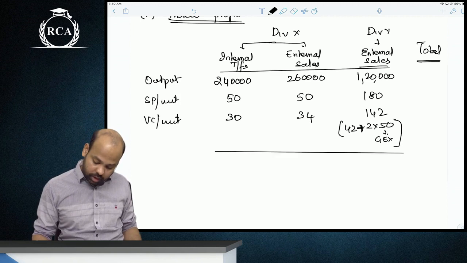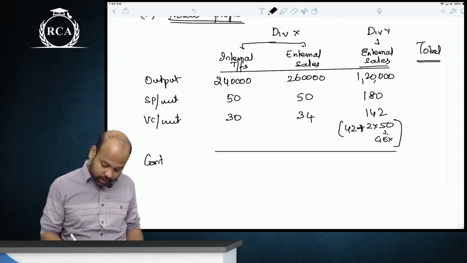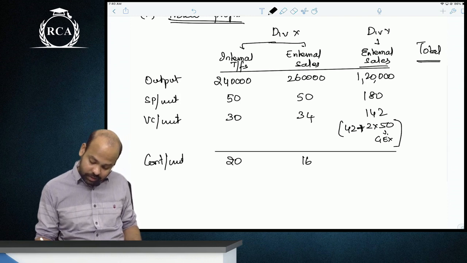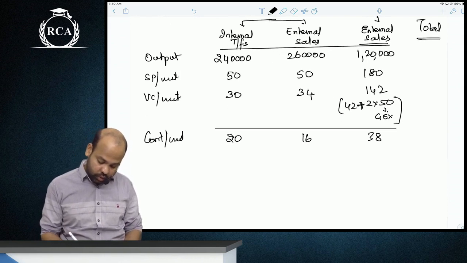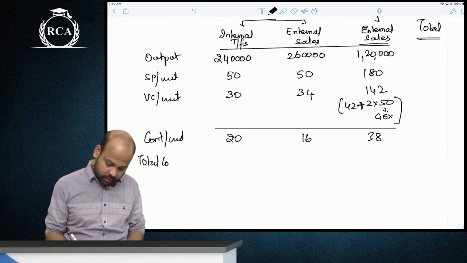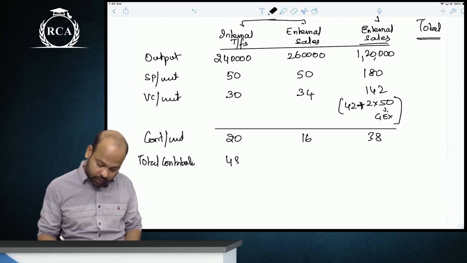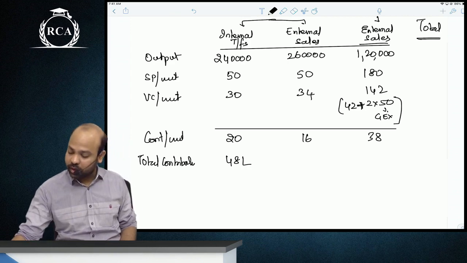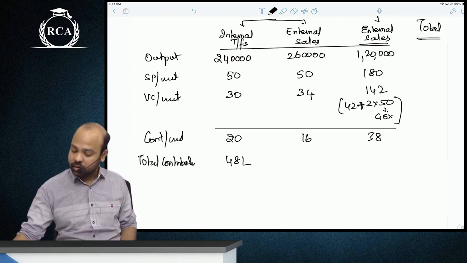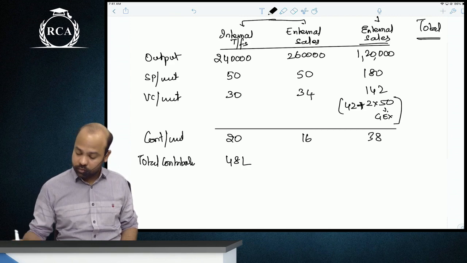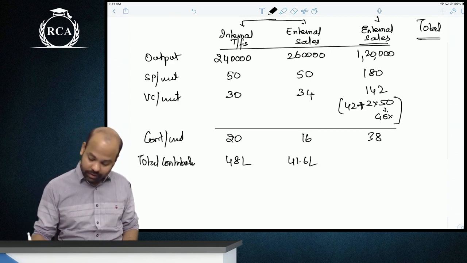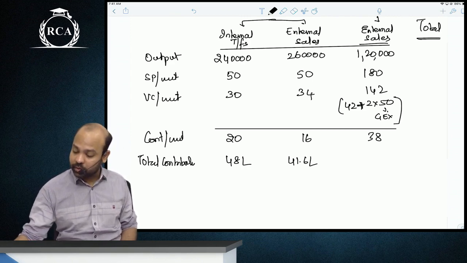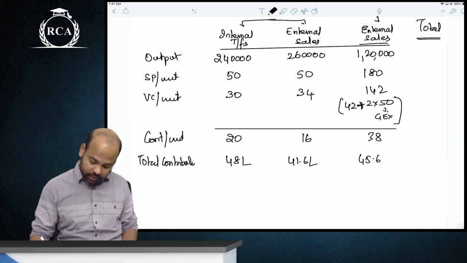So your contribution per unit is such, beta, here is 20, 16, and then, guys, this is 38. Total contribution, beta. Total contribution 20 into 2,40,000, beta, is 48 lakhs. 16 into 2,60,000 is 41,60,000, guys, and then 38, beta, into 1,20,000 is 45,60,000.